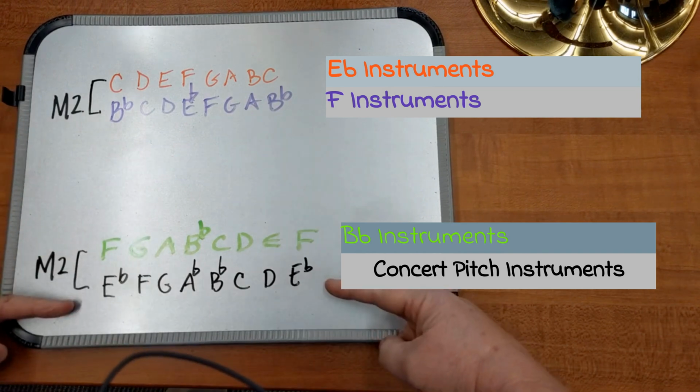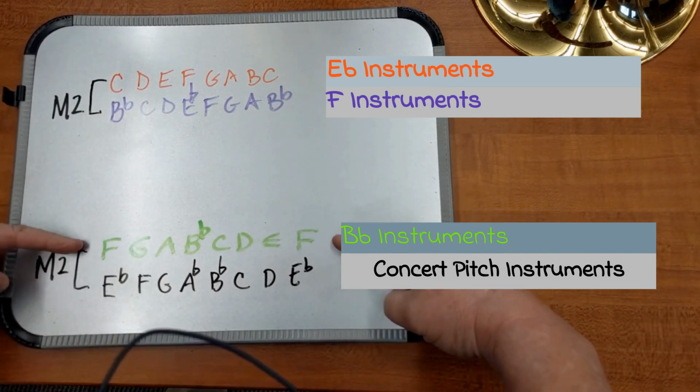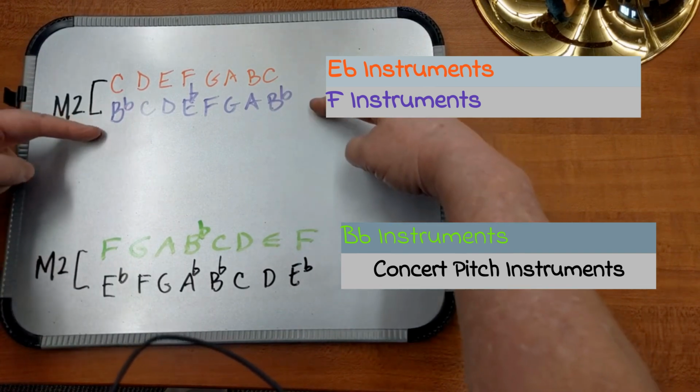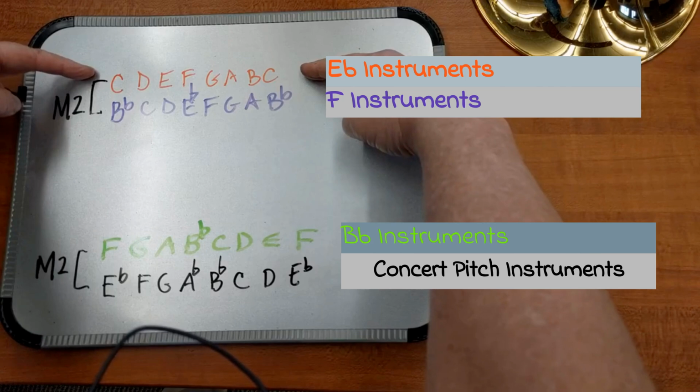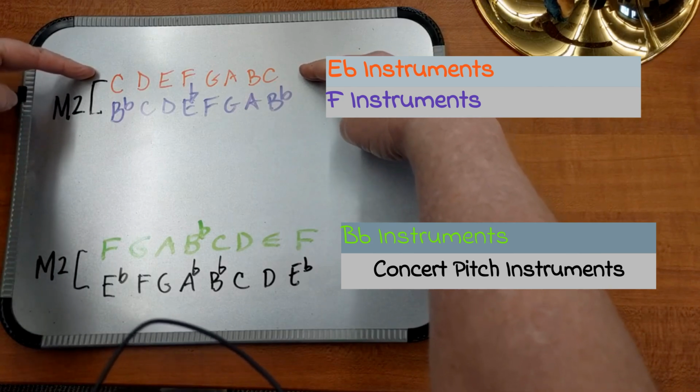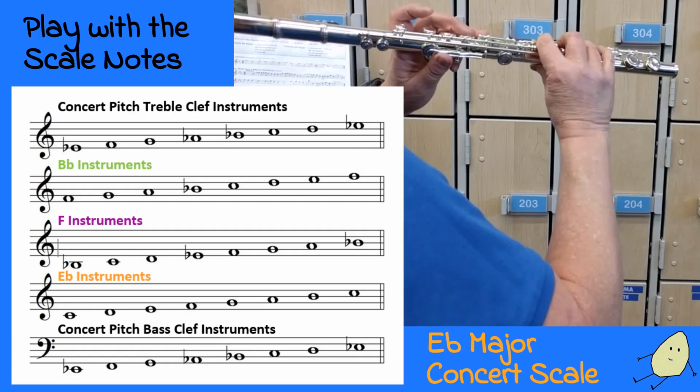The concert scale is E flat major. The B flat instruments play F major. The F horn plays B flat major, and the E flat instruments, the saxophones, altos, and bari, play C major.